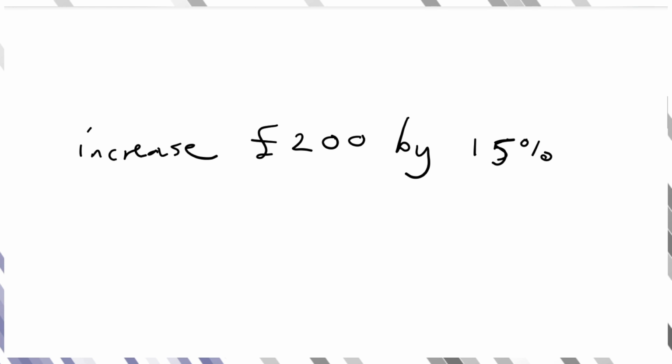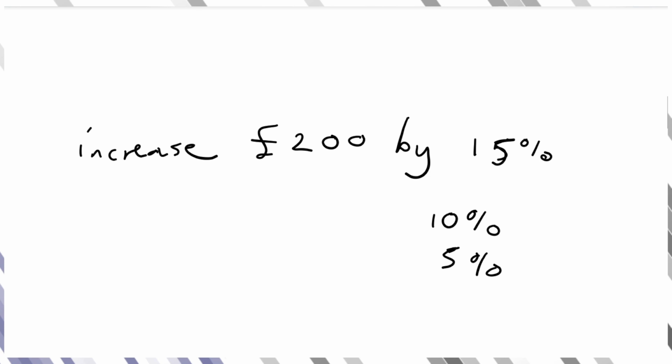Now what that means is we're going to take £200 and make it bigger, because increase means make it bigger, and the amount we're going to make it bigger by is 15% of what it already is. So the first step is to figure out what 15% of £200 is, and to do that we could find 10% and then half that, and that would give us 5%.